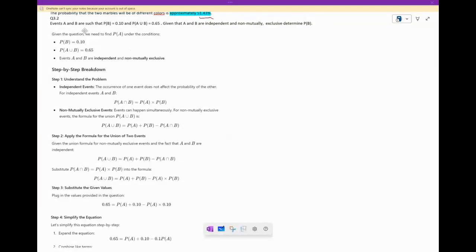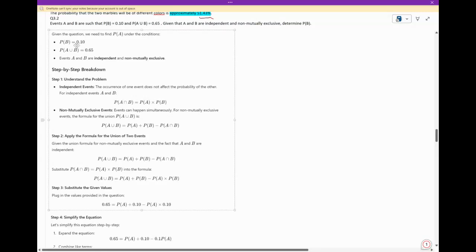So it says event A and B are such that the probability of B is 10%, 0.10, and the probability of A union B is 65%. Okay? Given that A and B are independent and non-mutually exclusive, determine the probability of B. Right.